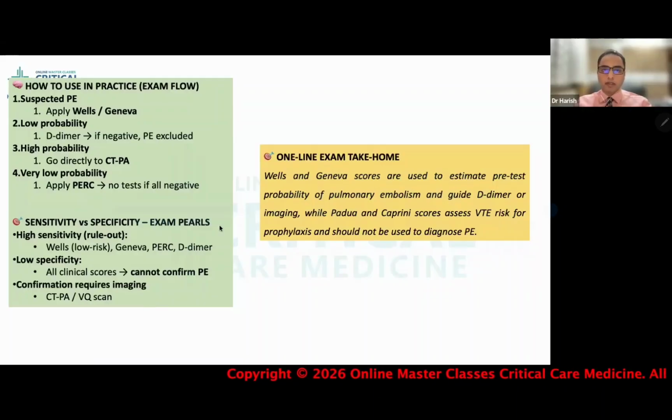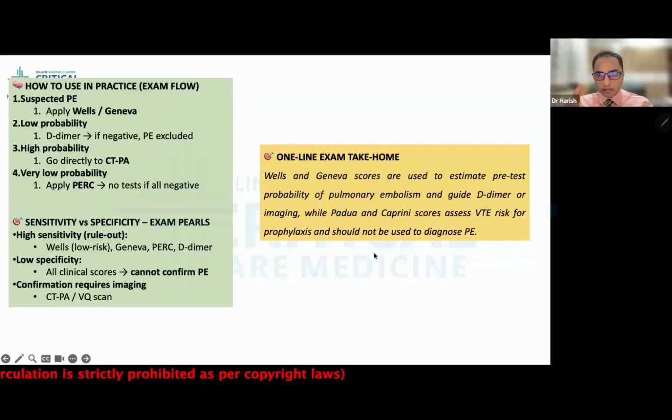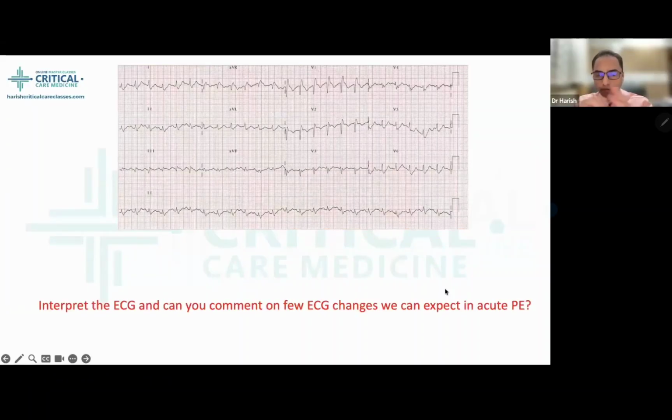Okay. So the take home message: Wells and Geneva scores are used to estimate pre-test probability of pulmonary embolism and guide whether D dimer is needed or not. Low to intermediate probability, do the D dimer. D dimer negative rules out the PE. Positive, we need to confirm with CTPA. So D dimer or imaging, while Padua and Caprini scores assess venous thromboembolism risk for prophylaxis, like whether prophylaxis should be given or not, and should not be used to diagnose pulmonary embolism. Very, very important.